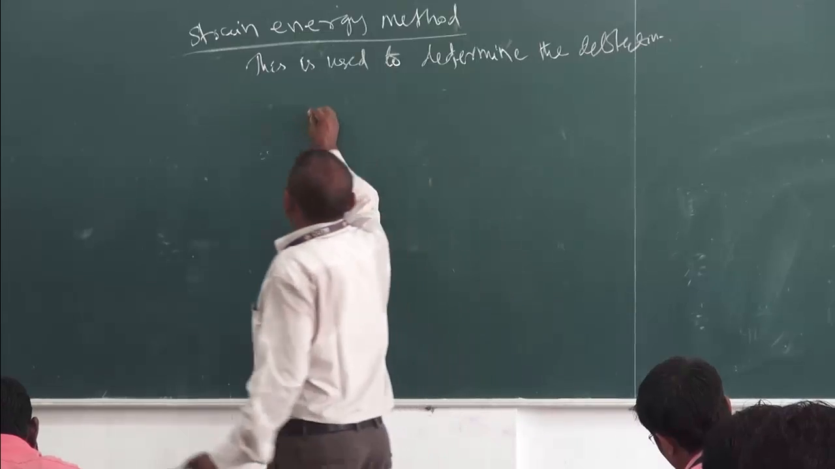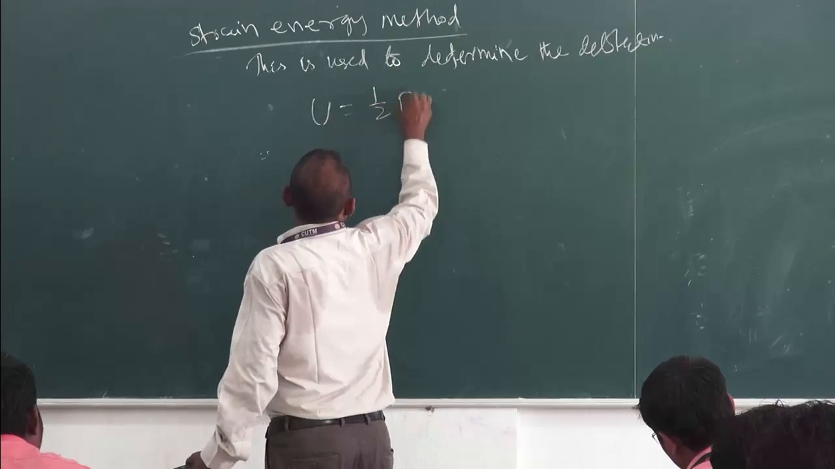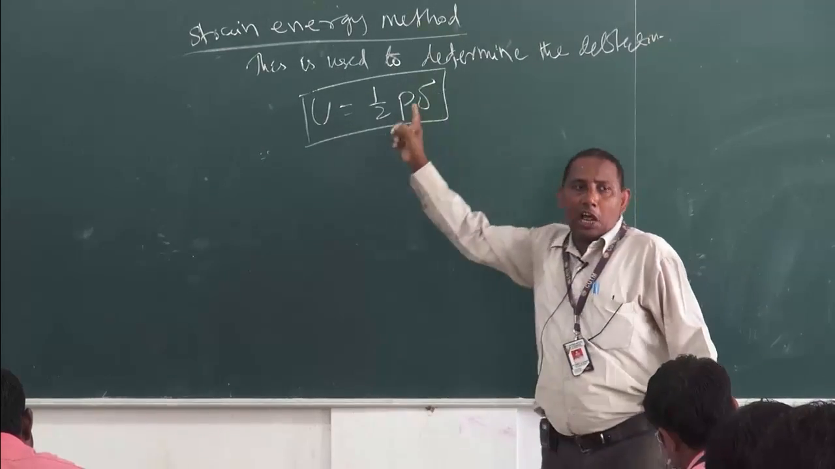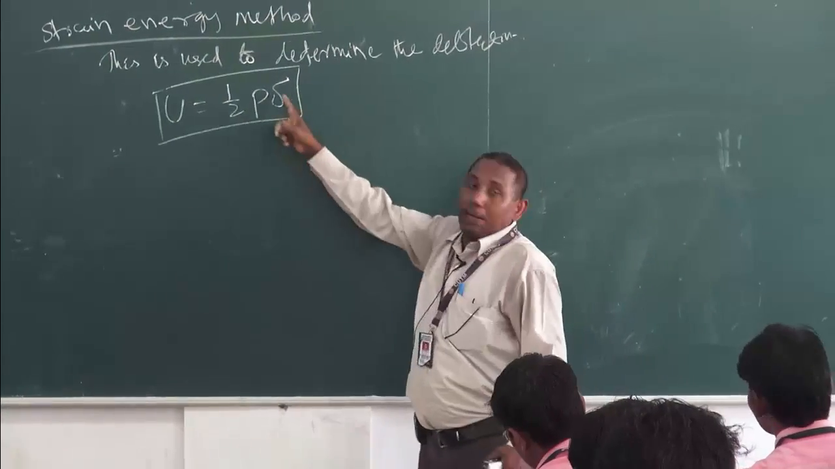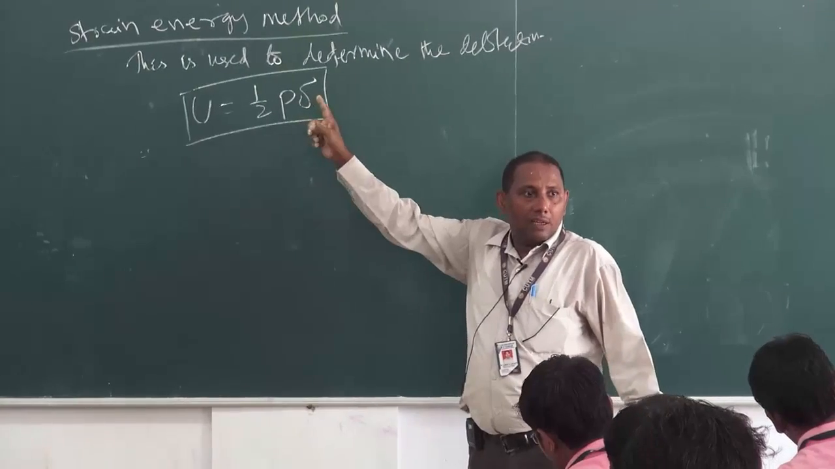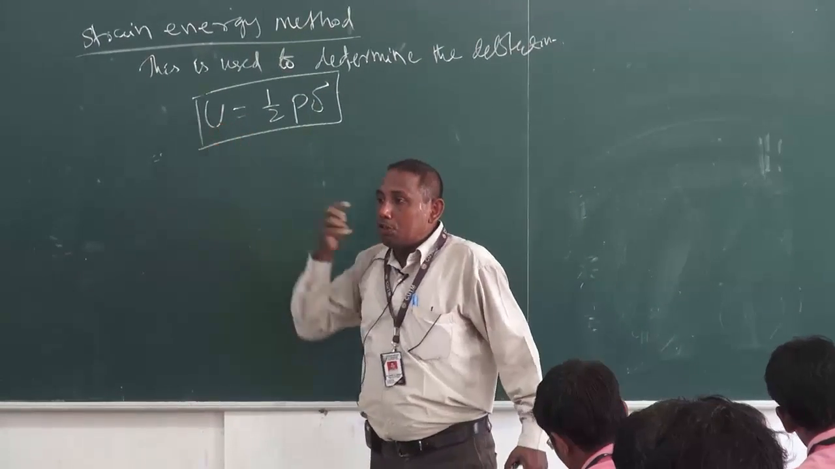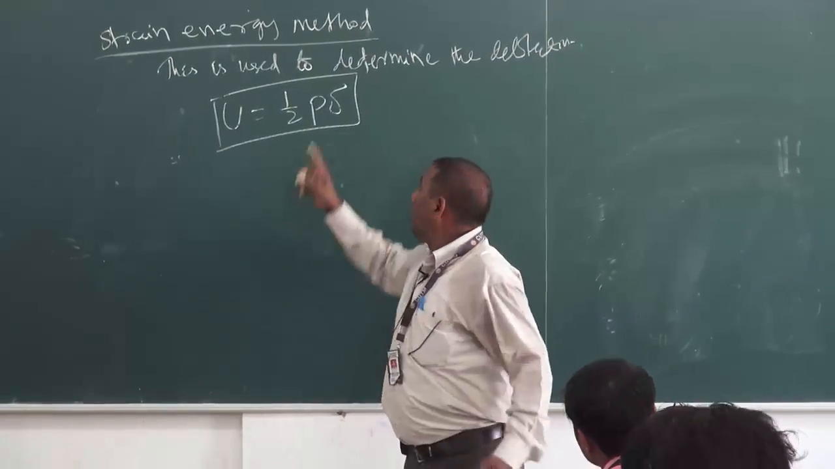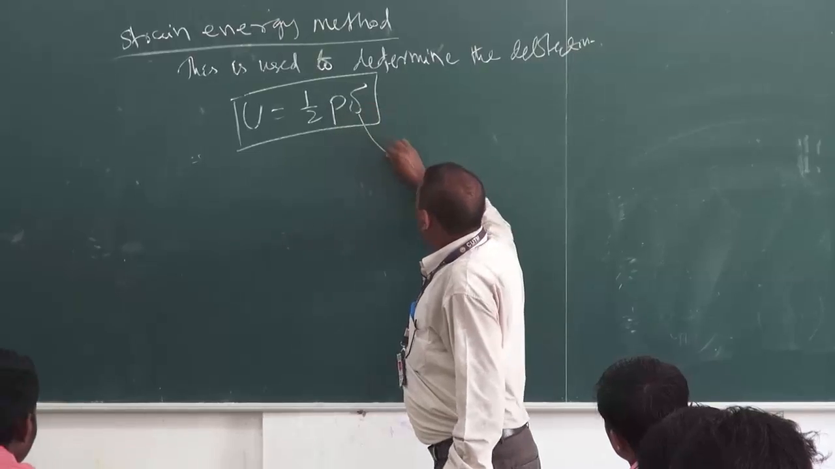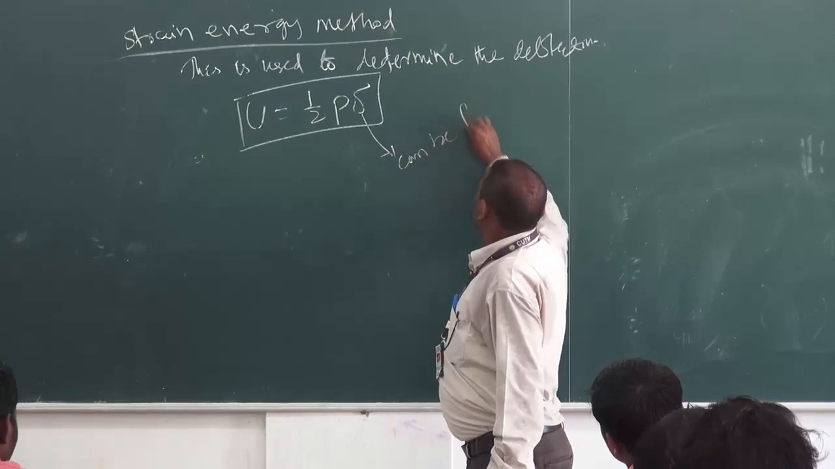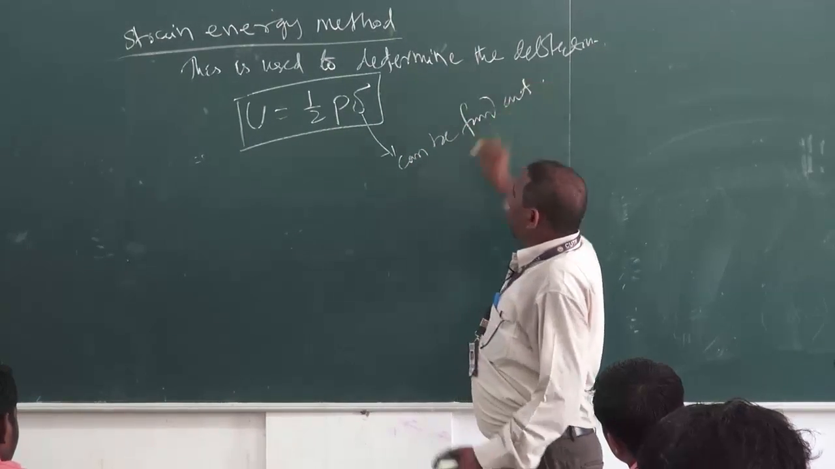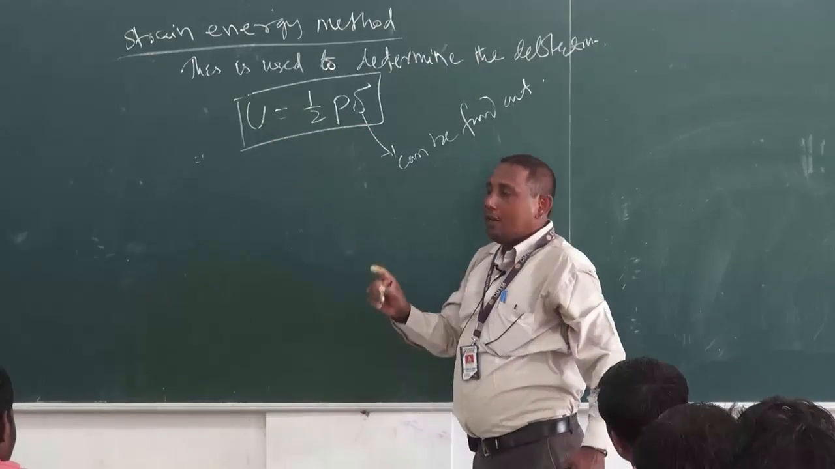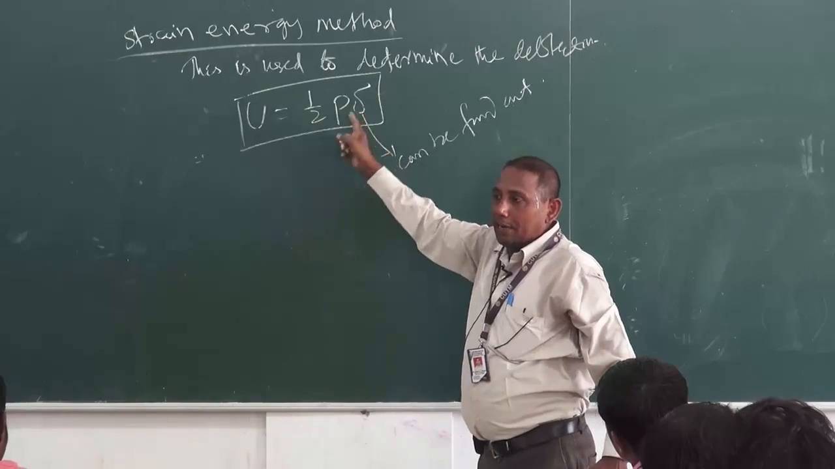And we know U is nothing but half P into delta. And what is P? P is the external load applied on the beam, due to which the deflection amount is delta. And this is due to deformation, U is the strain energy stored. We have to use this equation, then we shall find out the delta value. P is the given load, and U, how to calculate it you have already learnt, from which you can get the value of delta by using this equation.